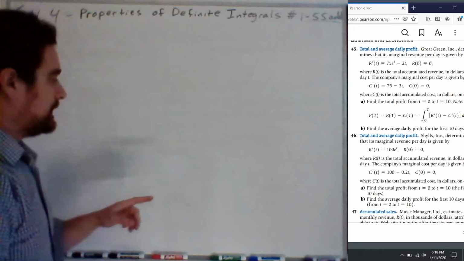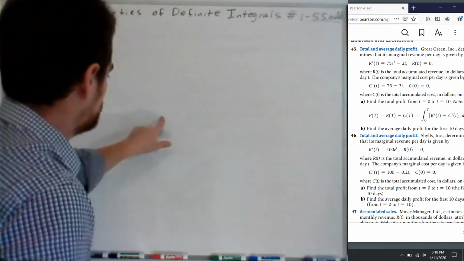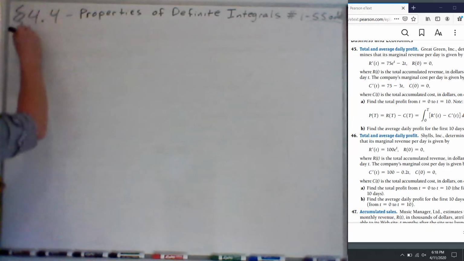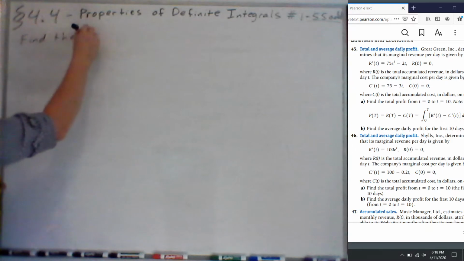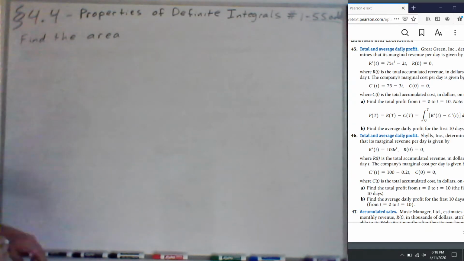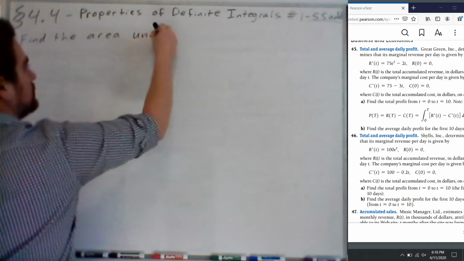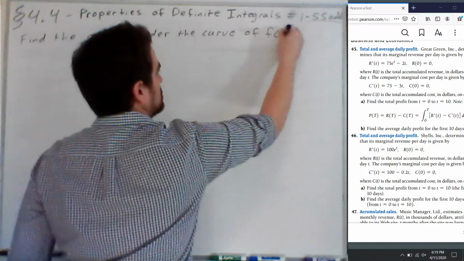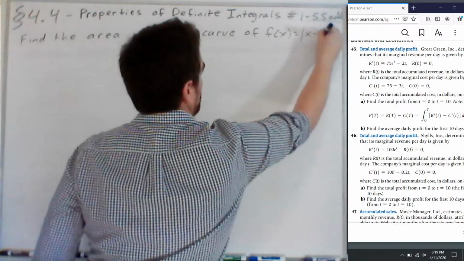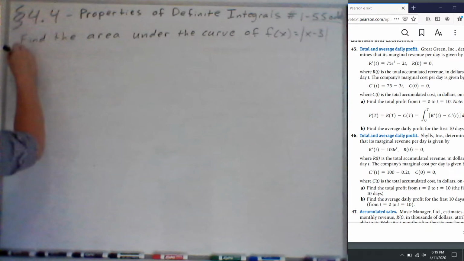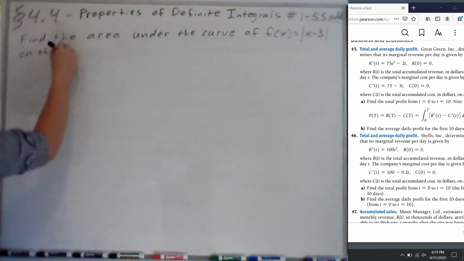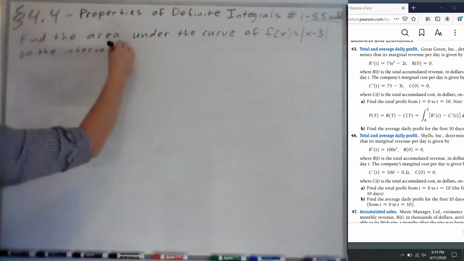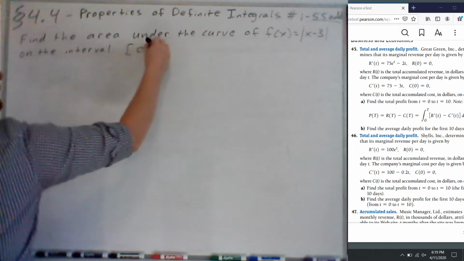So the next function I want to look at is a different type of function. It's the absolute value function. Let's say we want to find the area under the curve of f of x is equal to the absolute value of x minus 3 on the interval. Let's go from, let's say, 0 to 4.